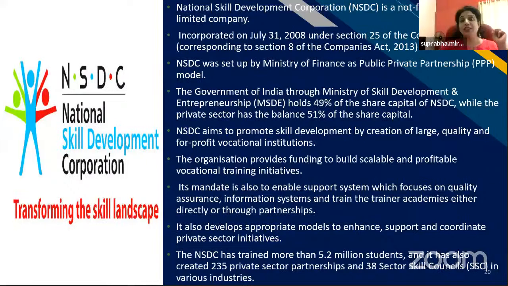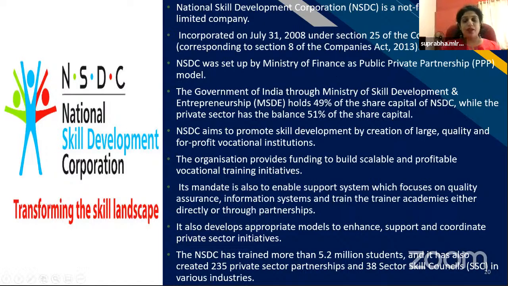They wanted to provide quality training and a proper information system for the candidates. They wanted to train the trainers also. So not only training the youth of the country, but also an institution that will train the trainers. Such double-sided, two-path vocational training was initiated by them. It also develops appropriate models to enhance, support and coordinate private sector initiatives. NSDC has trained 5.2 million students, and it has also created 235 private sector partnerships and 38 sector skill councils in various industries. Okay, this was about NSDC.